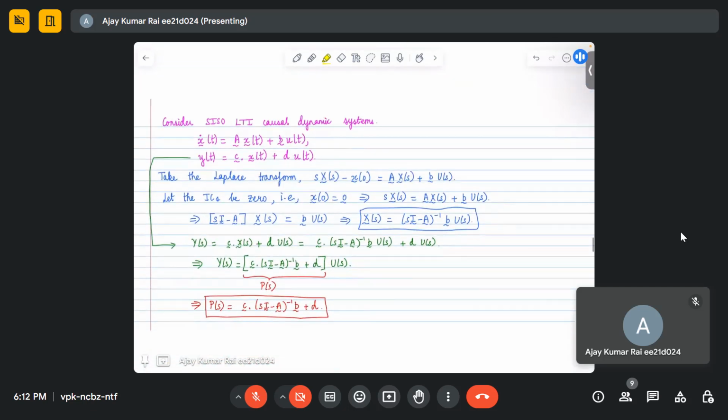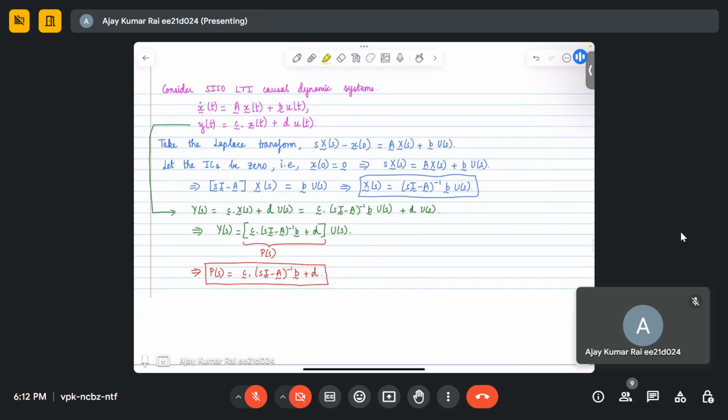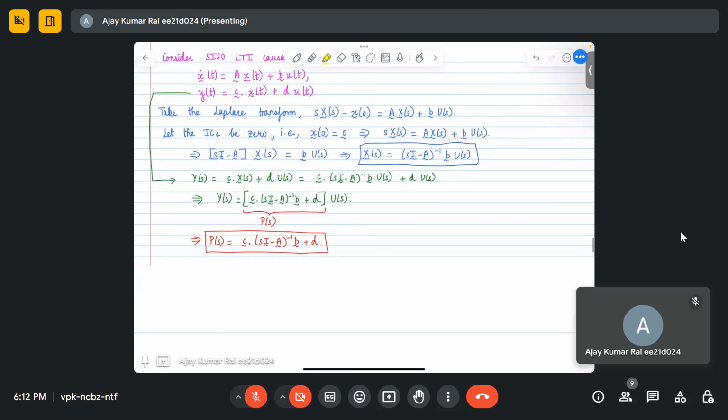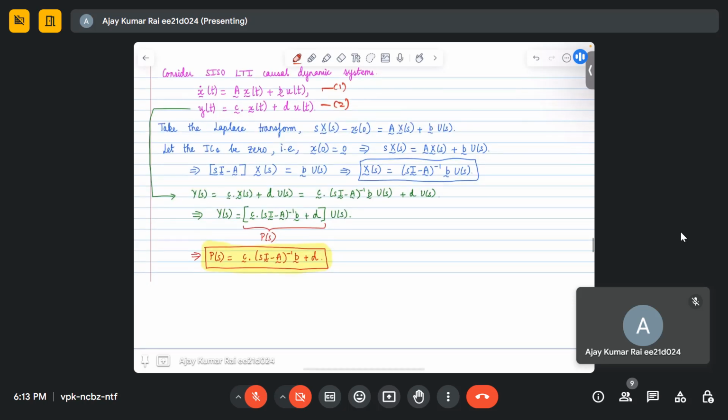Okay, so basically it's shown how you can write the same equation with these multiple inputs. This is how to get the transfer function. I'm just highlighting the main formula for how to get the plant transfer function. You just use these two equations, take the Laplace transform, and write the output in terms of the input. That's what is written here.